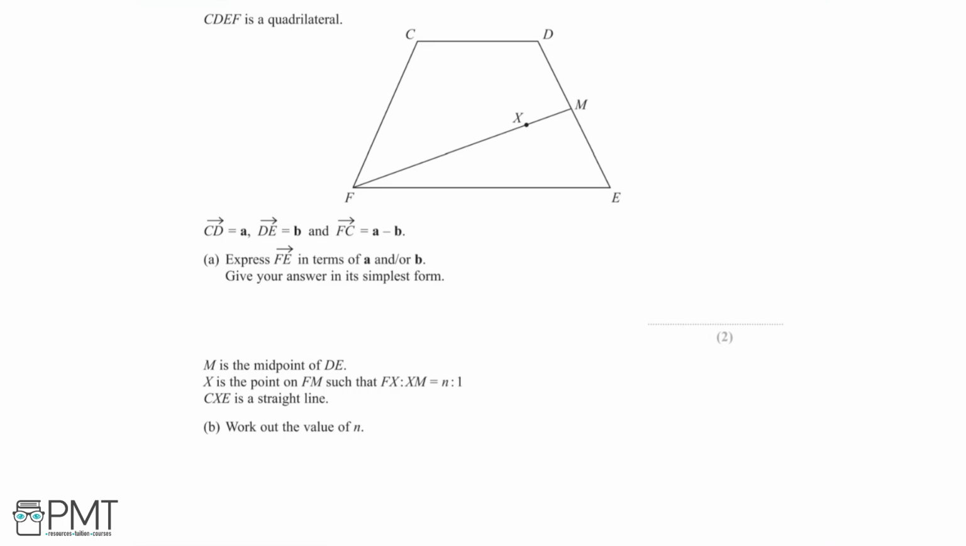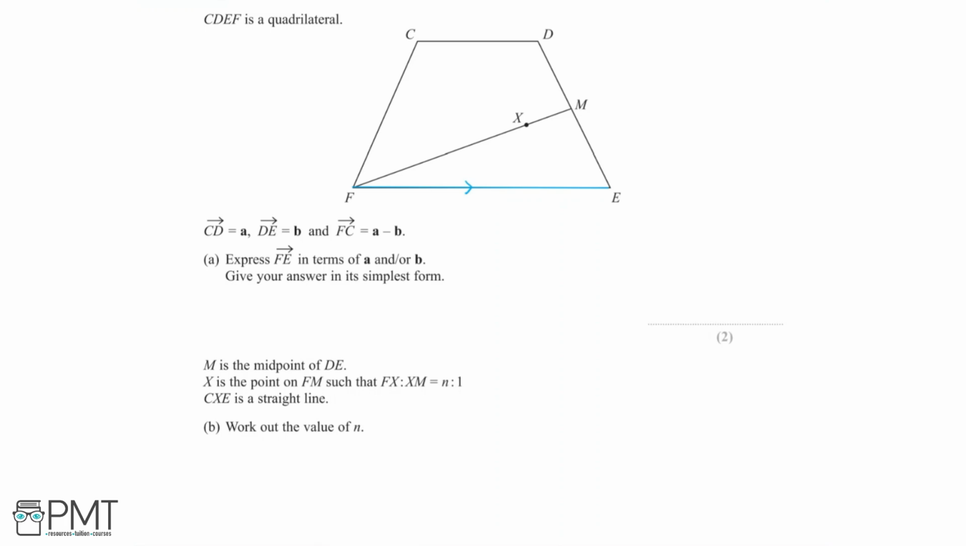Now let's mark the vector FE on our diagram. Now the blue line shows how we can get from F to E. But just using that blue line, we can't express the vector FE in terms of A or B. So let's see if we can figure out an alternative route to get from F to E.